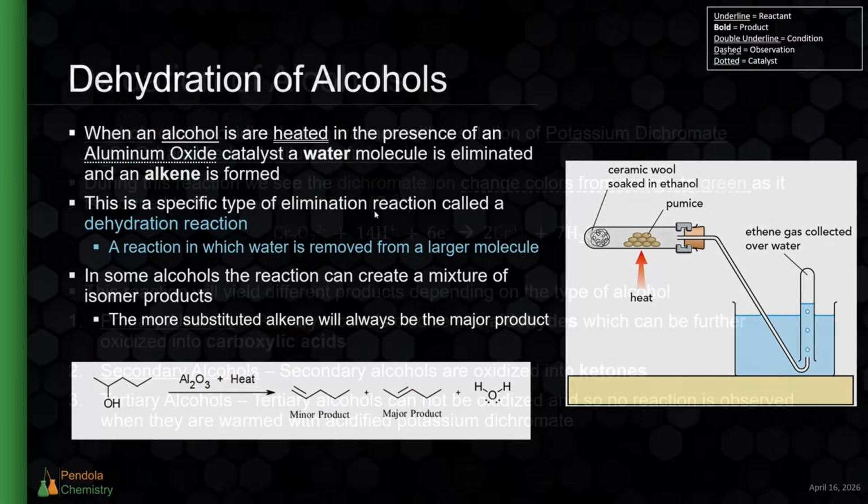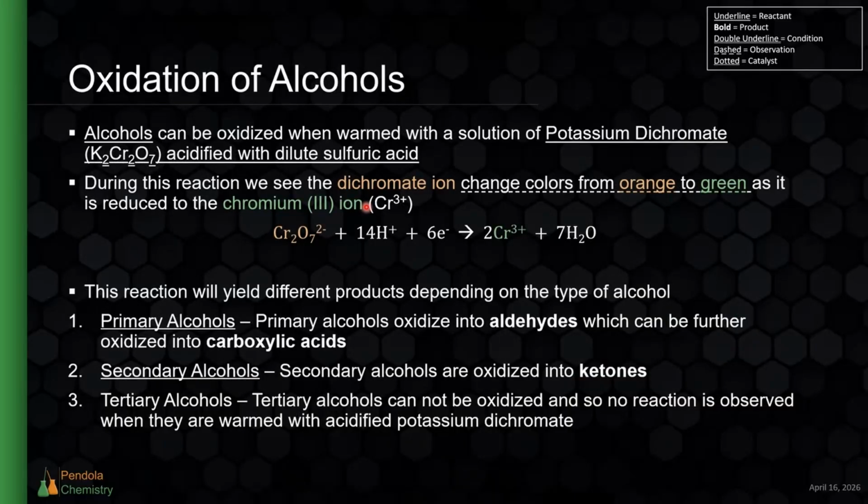So on to the next reaction. The next reaction is going to be oxidation reactions. Now, oxidation reactions are going to be a bit complex when it comes to alcohols, because alcohols can be oxidized into many different things depending on whether they're primary, secondary, or tertiary. Before we get into the different types of products we will get with either primary, secondary, or tertiary alcohols, let's look at the conditions and reactants that we need first and the observations.